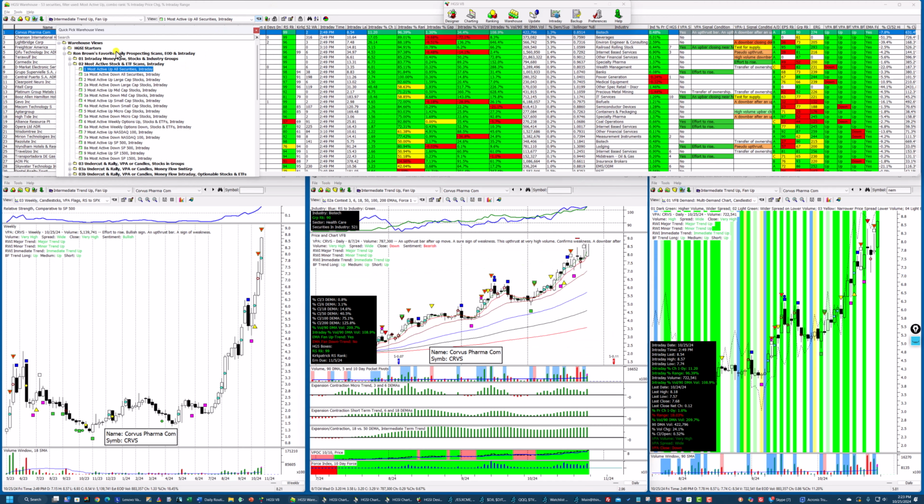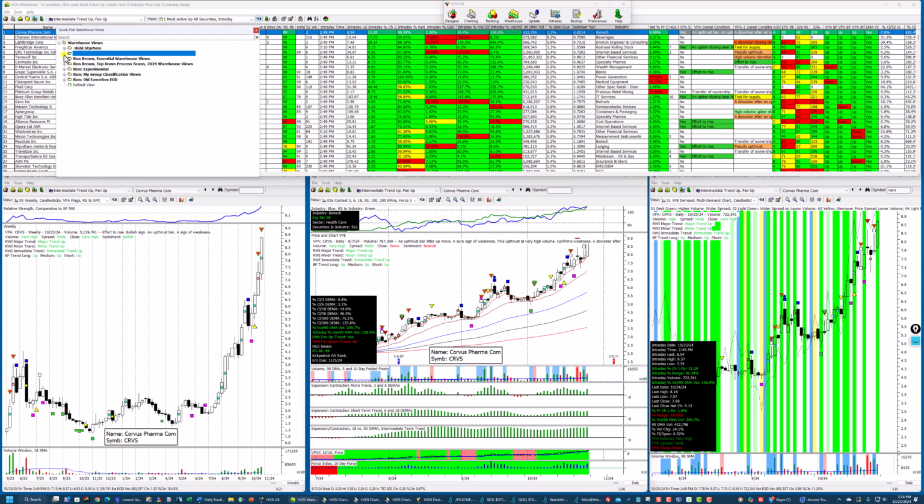What I'm using here, and these are in my favorite daily prospecting scans, which is at the top of the list. These are mostly intraday scans. So I have intraday money flow and intraday most active, undercut and rally, and so on. You can read those at your leisure. But today I'm using the most active stocks.